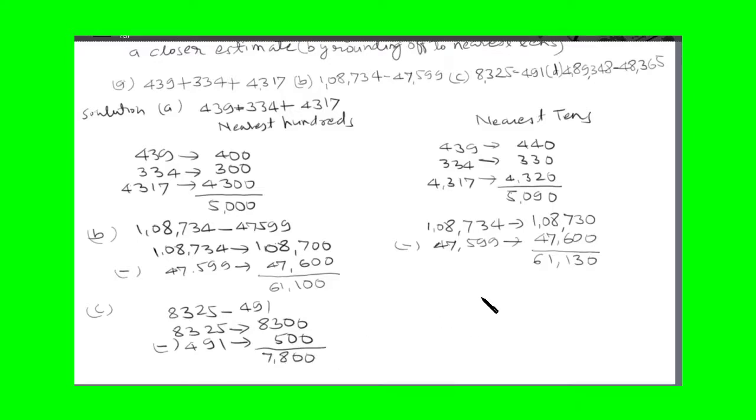And on rounding off to nearest tens, 8,325 is rounded to 8,330, and 491 is rounded to 490, as 91 is close to 90 and not to 100. And on subtraction we get 7,840.